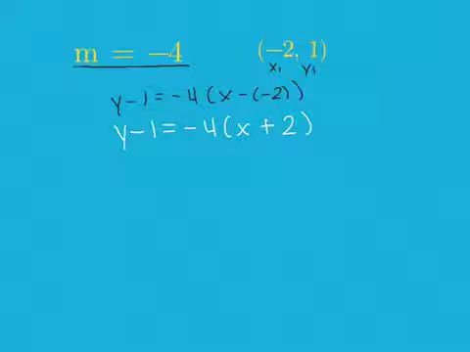Now we just need to go ahead and solve for y, which means first distributing this -4 to everything inside the parentheses. So y minus 1 is equal to -4x minus 8. And then all we have to do is move that 1 over to the other side, and we end up with y is equal to -4x minus 7. And here is our equation of our line in slope-intercept form.